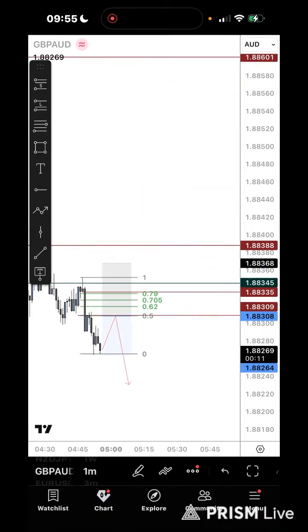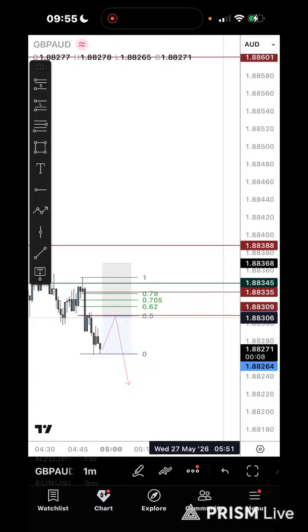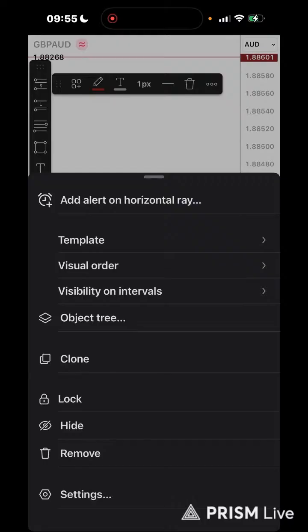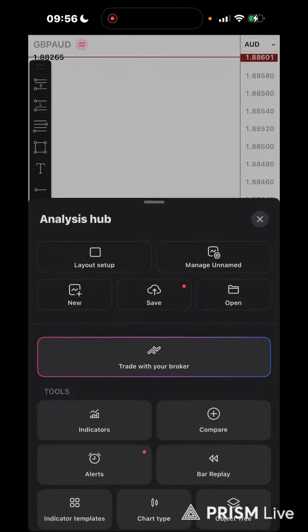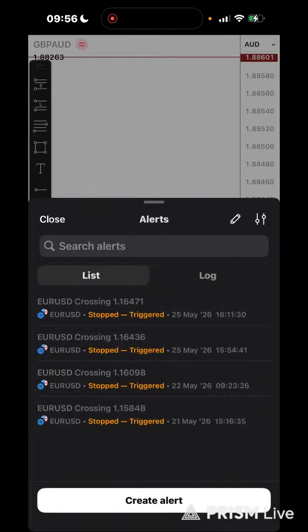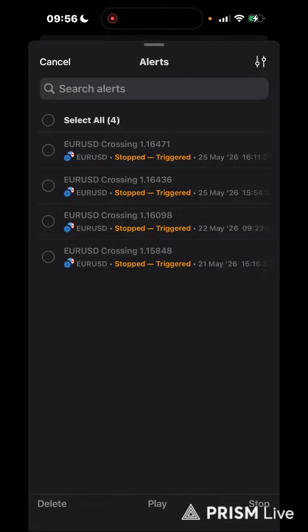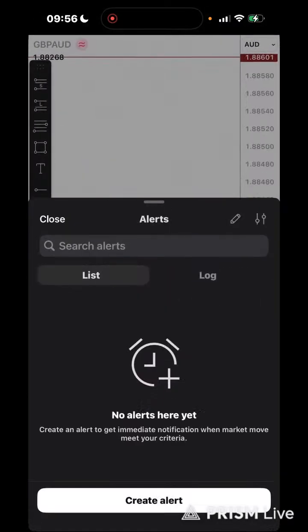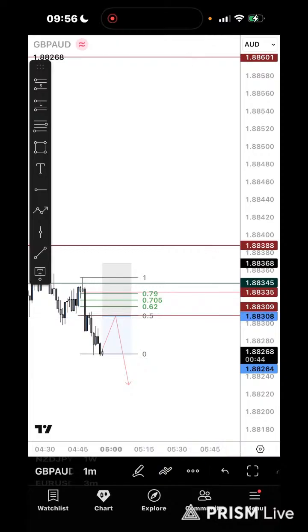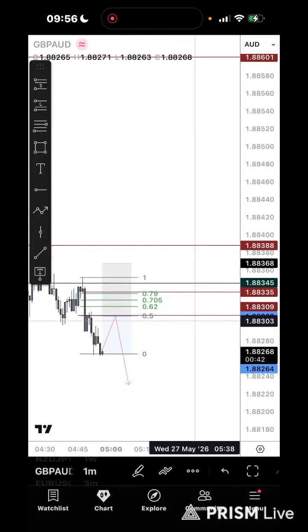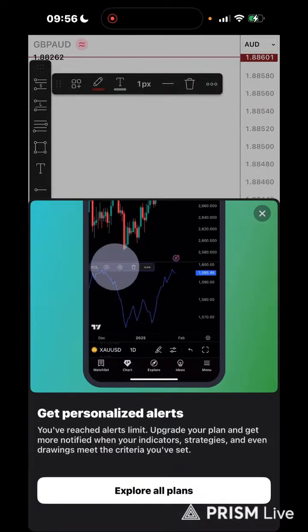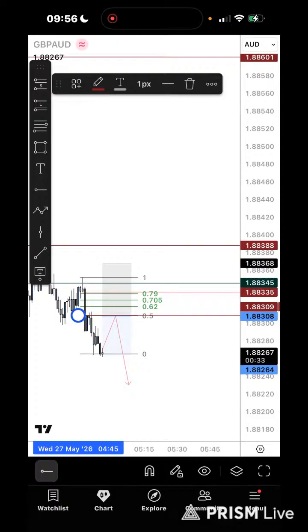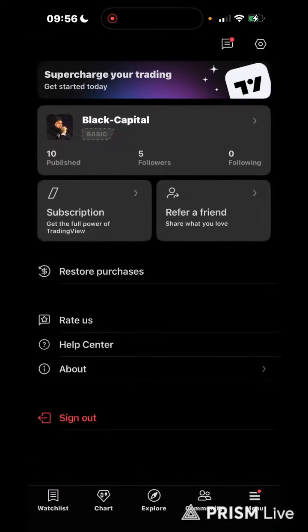So I'm going to set an alert because I am going to be busy after the stream and I will not be able to be watching the markets continuously. So I'm going to add an alert on this horizontal ray. Did that not go through? I don't think that worked. Or you have to be premium to set an alert on a horizontal ray. I've reached limits. What do you mean? I haven't even set any alerts. I'm gonna sort this out.